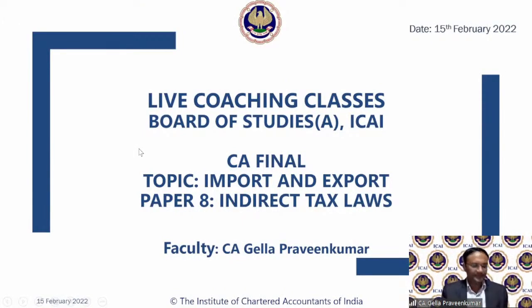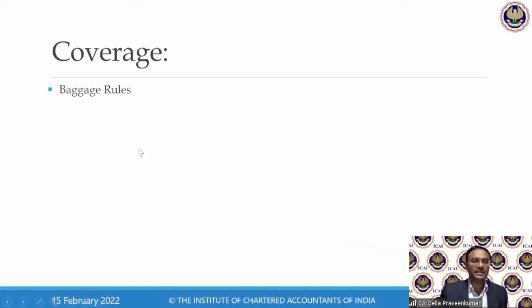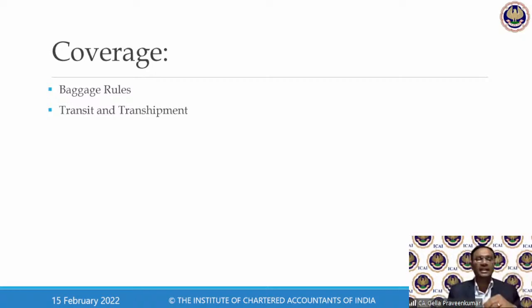Moving further, let's start with our today's discussion. Not much we have from an examination point of view. Baggage rules is one topic which is tested by and large from this topic called import and export. Transit and transshipment: what happens in case of goods which are imported into India and continue to sail in the same vessel? In case of a transshipment, where goods go from one vessel to another vessel, what is the procedure involved, and what documentation and declaration need to be followed?